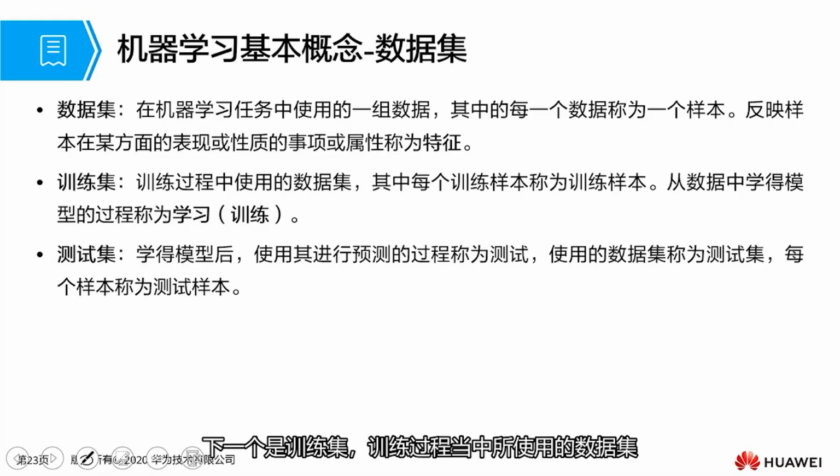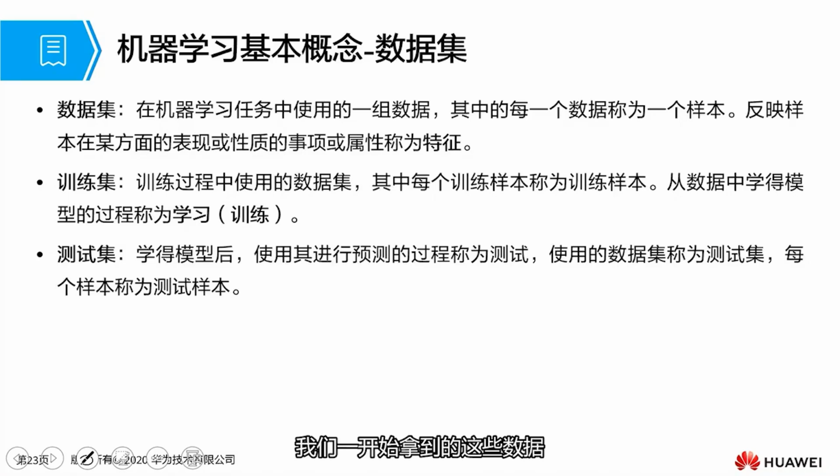Next is the training set. It is the dataset used in the training process. The data we initially received is the biggest concept, which is the dataset. So our dataset needs to be split. The simplest way to split is one part as the training set and one part as the test set. The training set is used for training. We just saw that we need to iterate the whole process, right? During the iterative process, we use the training set data to continuously optimize the parameters inside our model.